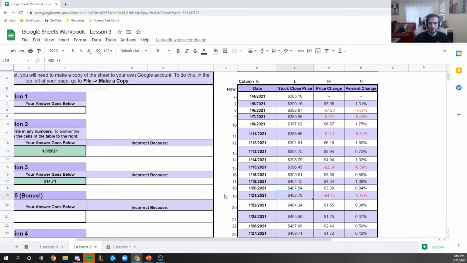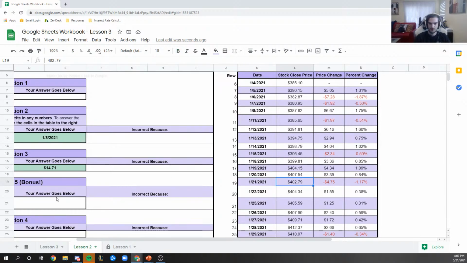Cell L19. So again, the close price of the 21st is right here. So let's just go ahead and start doing our formula. The 21st is right here, 402.79.